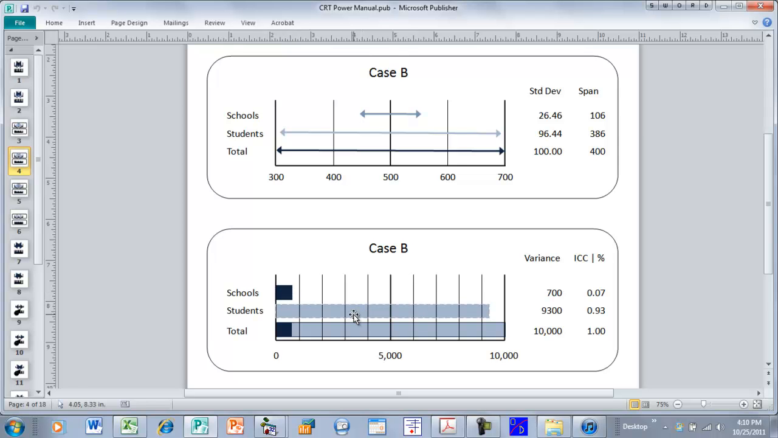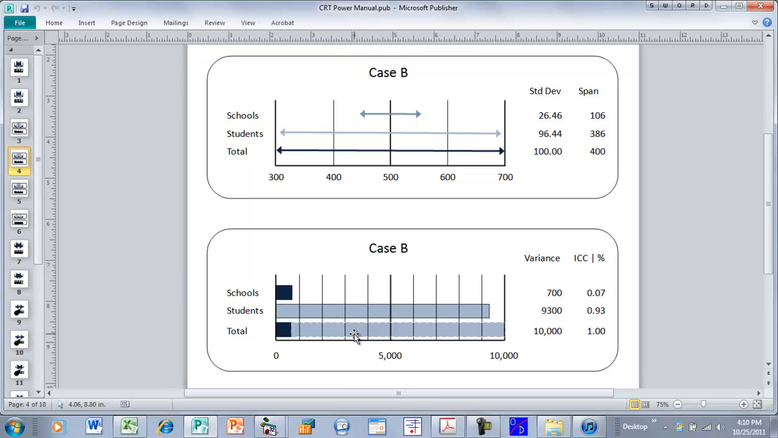If we look at the variance of student scores within any single school, that would be about 9,300, and we've plotted that over here. And then if we look at the variance of student scores across schools, that would come out to 10,000, and we've plotted that over here. Notice that when we plot the 10,000, this is simply the two components added together. This part over here is the variance between schools. This part over here, the light blue, is the variance across students within a school.